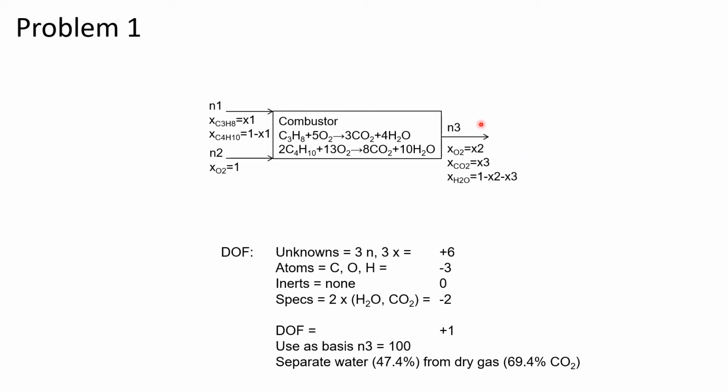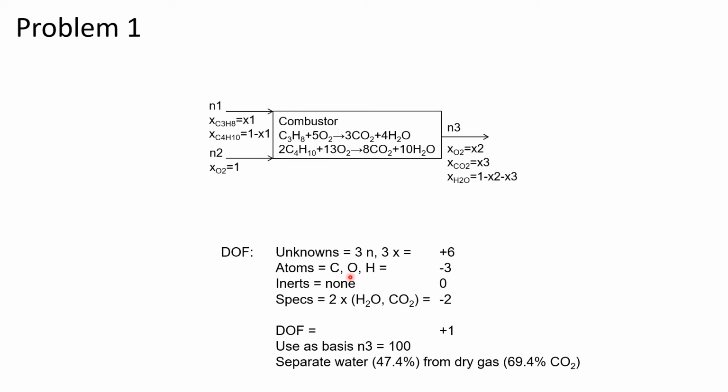Over here, we find that there are 3 more unknowns. We have 1 more unknown flow rate, which gives us our 3 unknown flow rates shown down here. We have 2 more unknown compositions, X2 and X3, which when combined with X1 gives us the 3 unknown compositions shown down here. So we have a total of 6 unknowns.